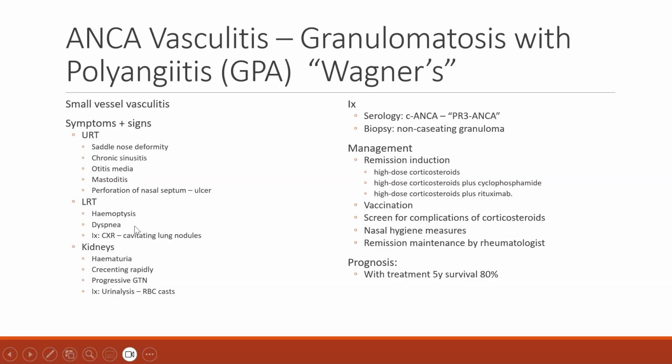Lower respiratory tract, we get hemoptysis, dyspnea, and in an X-ray, we can find cavitating lung nodules. Kidneys, we get hematuria, we have rapidly progressive crescentic GN, and in urinalysis, we can see red blood cell casts. Investigations other than what I mentioned already, we get ANCA and biopsy showing non-caseating granulomas.